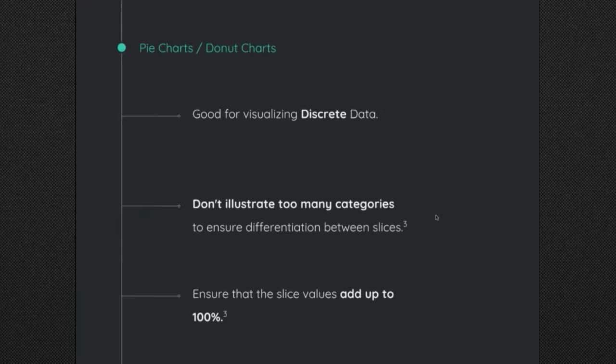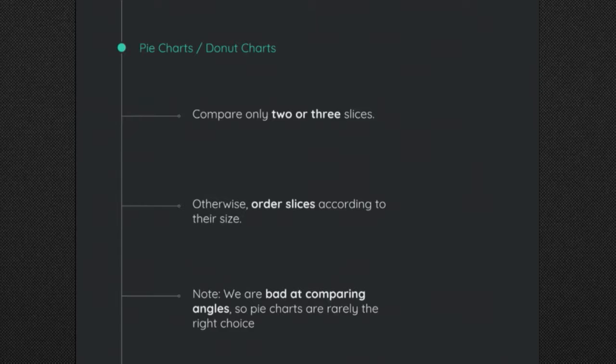They're good for visualizing discrete data, but don't illustrate too many categories, to ensure differentiation between slices. Ensure that all of the slice values add up to 100%, and only compare 2 or 3. Otherwise, order the slices according to their size so a user can see how they're different. As a side note, we are really bad at comparing angles, and so pie charts are rarely the right choice for visualizing your data.